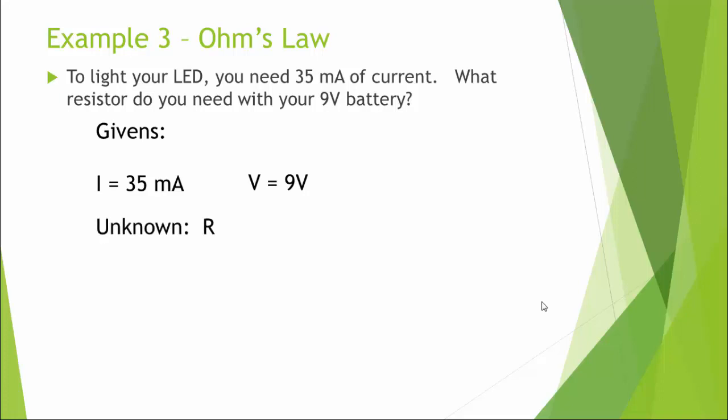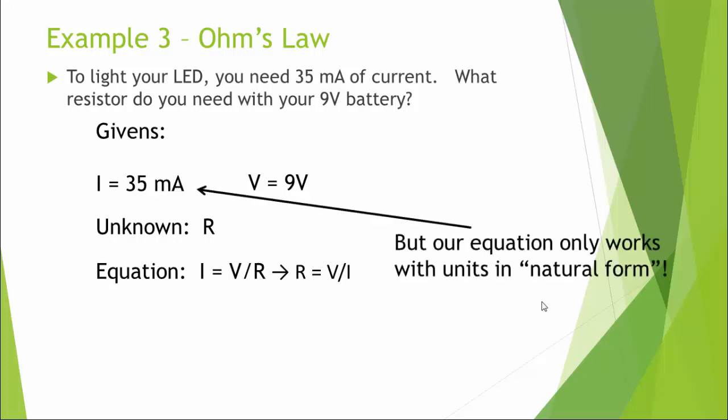Our unknown is R, and we know I equals V over R. And we have to rearrange this. Remember, use your algebra. So resistance is equal to V over I. The problem is this equation only applies if there's no prefixes on these numbers. So we got to get rid of this prefix on the milliamps.